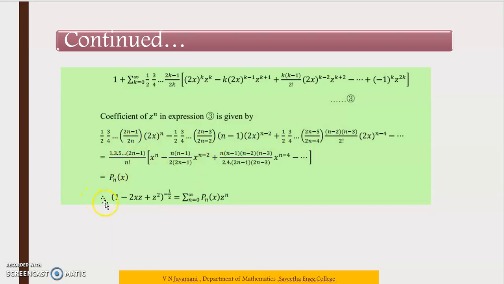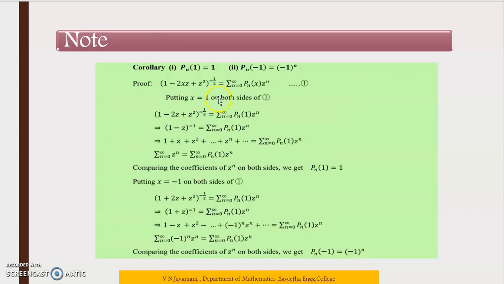Therefore (1 minus 2xz plus z squared) whole power minus 1 by 2 is equal to the summation n equal to 0 to infinity Pn(x) z power n. Note, this is a corollary: Pn(1) is equal to 1 and Pn(minus 1) is equal to (minus 1) whole power n.